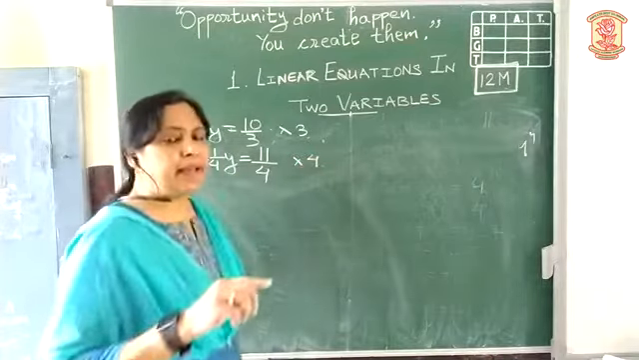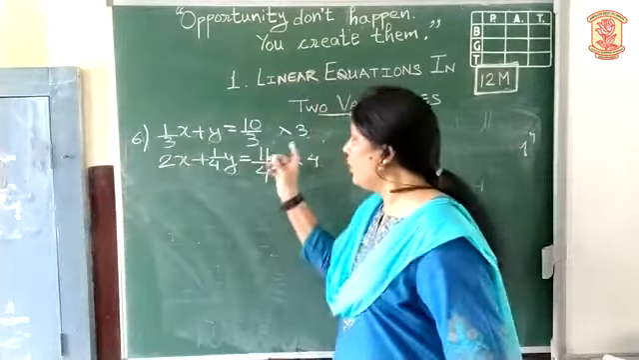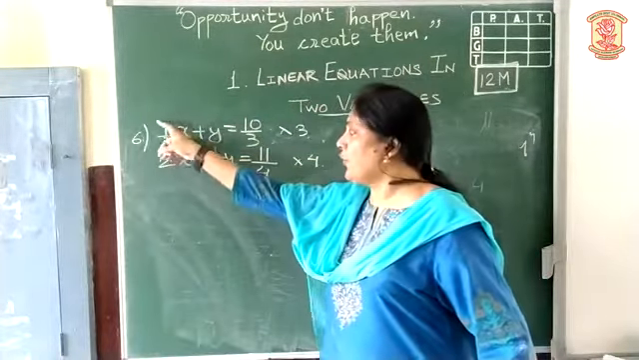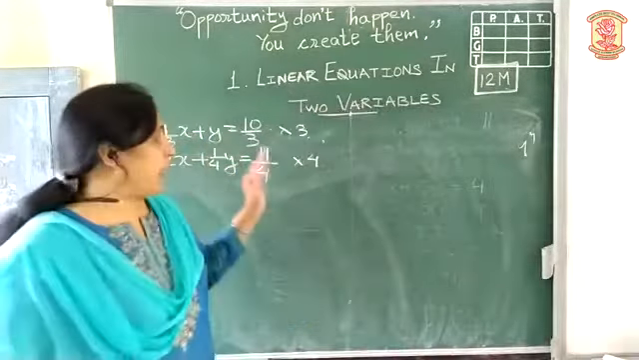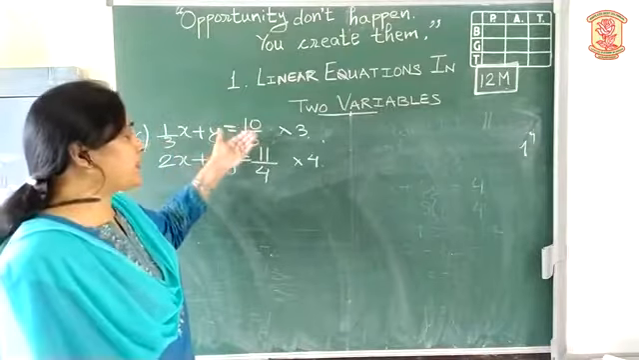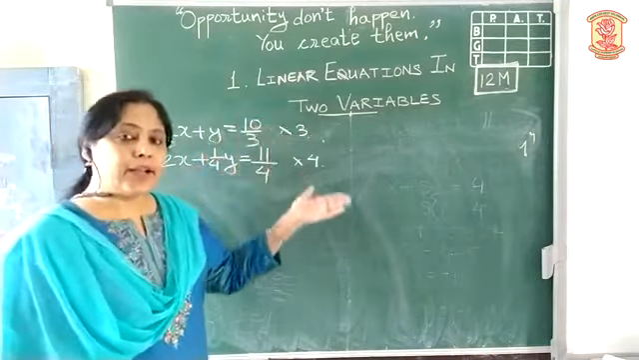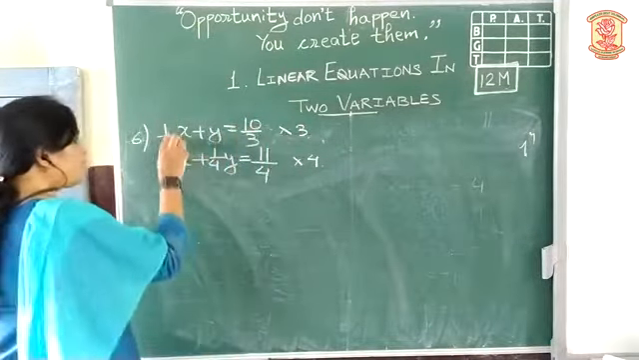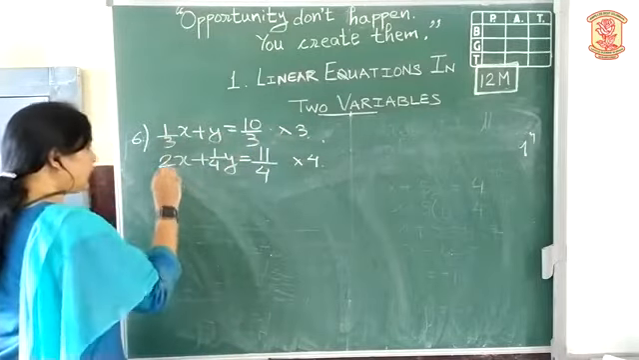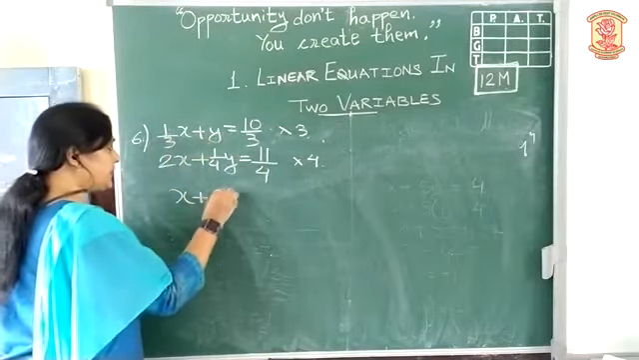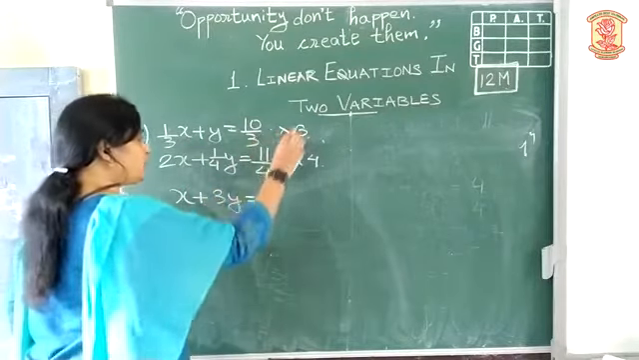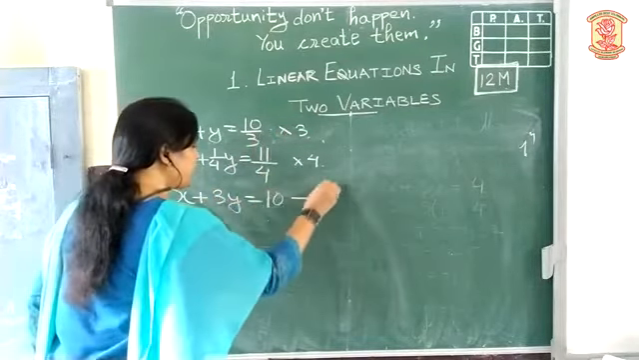Why are we multiplying the equation by 3 and 4? So that the coefficient of the variables becomes a whole number. Here they are in fractions, so we want to make it simpler. We are converting it into whole numbers. So 1 upon 3 into 3, the 3s get cancelled, it is 1x, plus 3 into y is 3y. 10 upon 3 into 3, that is 10. So this becomes the first equation.